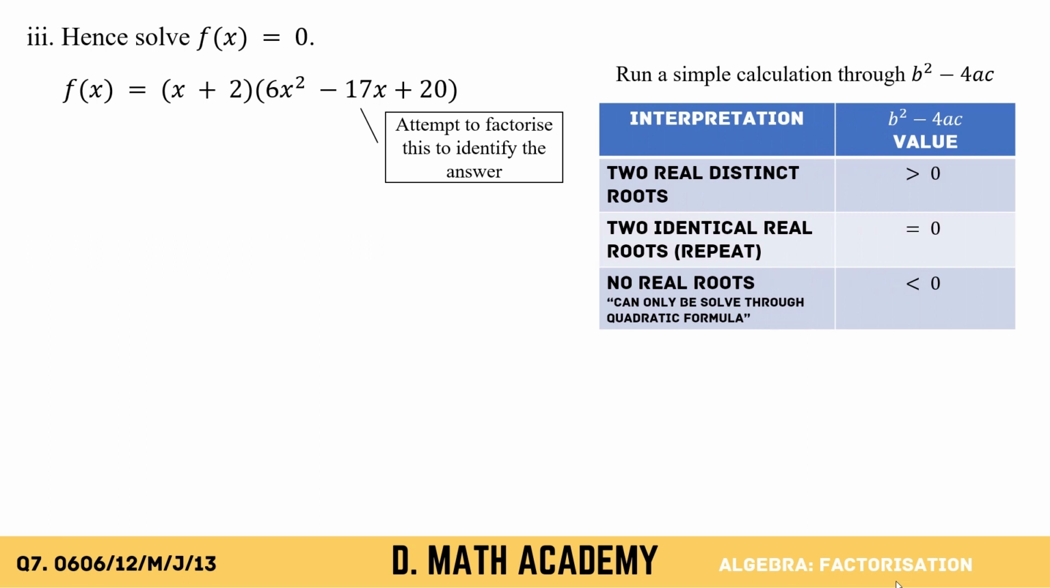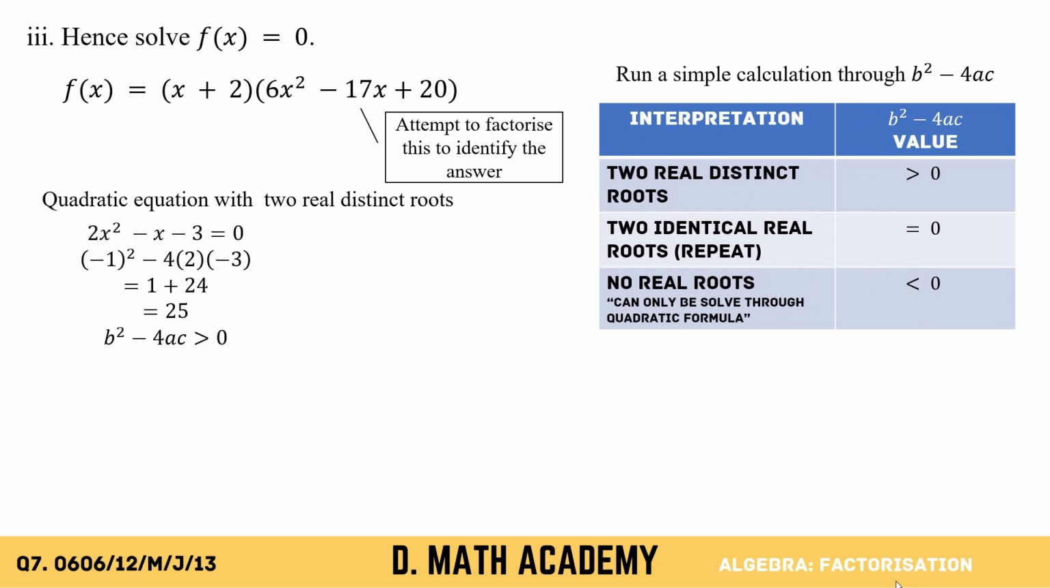So first thing, with two real distinct roots. Let's say we were given 2x squared minus x minus 3. Our b here is negative 1 because we have negative x over there. There are no numbers at the front, so it's automatically treated as 1. Minus 4ac, where a is 2 and c is negative 3. By running the calculation, you will get 25 as a result. So our b squared minus 4ac is more than 0, which automatically means it has two real distinct roots.